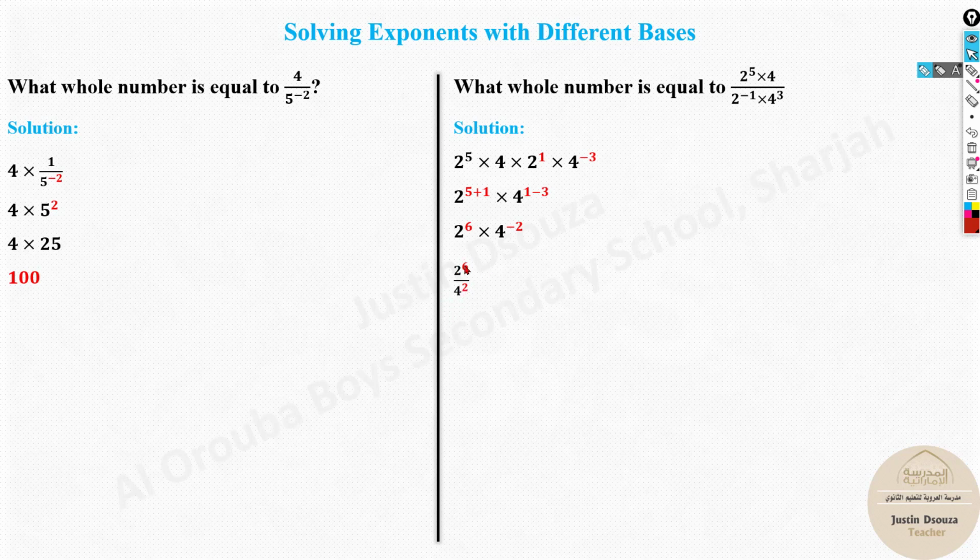Now split them. 2 to the power 6 is 64. What about 4 squared? 16. 64 divided by 16. Here we go. The answer is 4. 16 times 4 is 64. This is how we can solve this. Now this method can be used to solve any type of problem. So for different bases, you need to do this method.